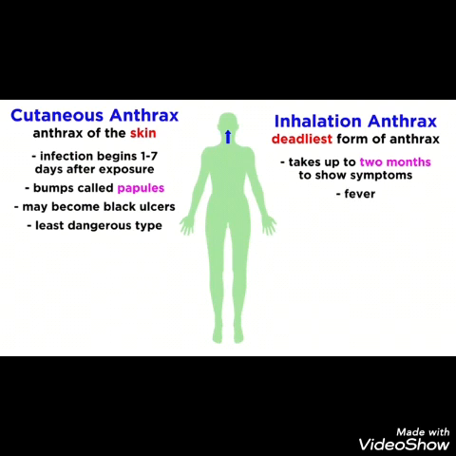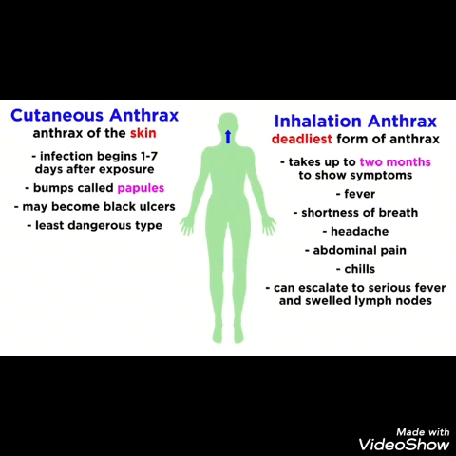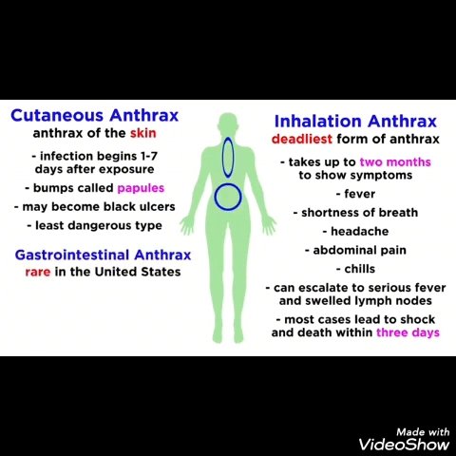Second is inhalation anthrax, the deadliest form of anthrax, and the incubation period is 2 months. Starting as fever, shortness of breath, headache, abdominal pain along with chills, it can accelerate to serious fever and swollen lymph nodes. So lymph nodes are also involved. There may be hemorrhagic pneumonia or hemorrhagic meningitis along with bloody diarrhea sometimes, and death occurs due to shock because the oxygen level decreases.